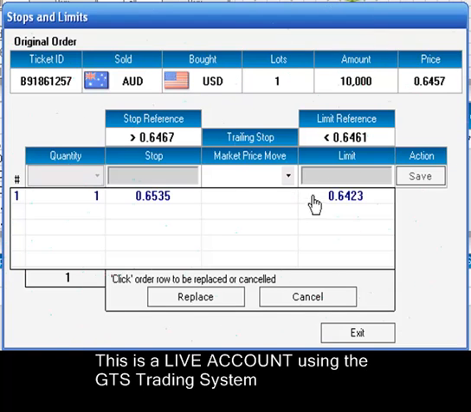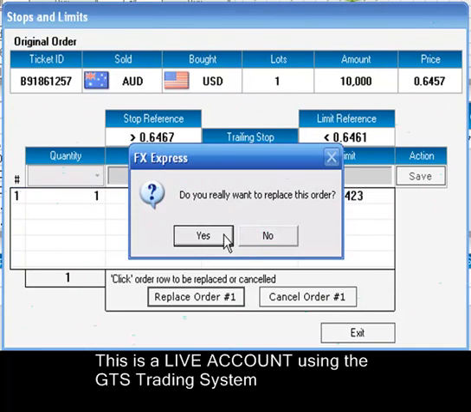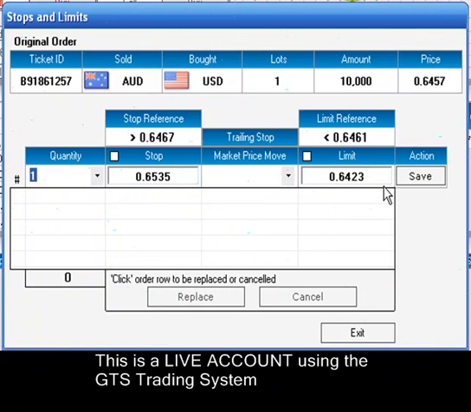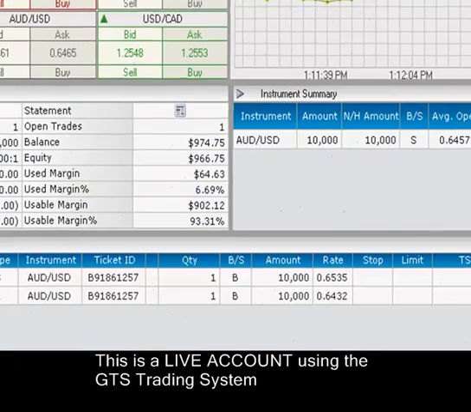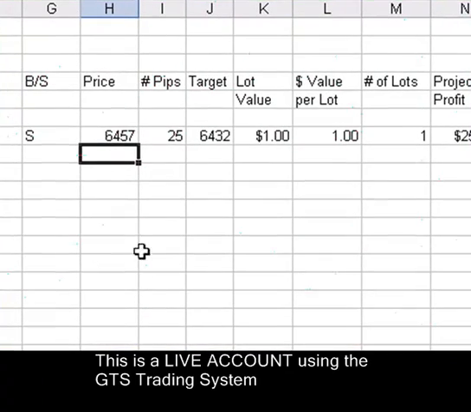What happened there? It didn't work. Replace that order again. Numbers around the wrong way. 64.32. That's better. Right, just double check. There's my limit, there's my stop. We're all good.